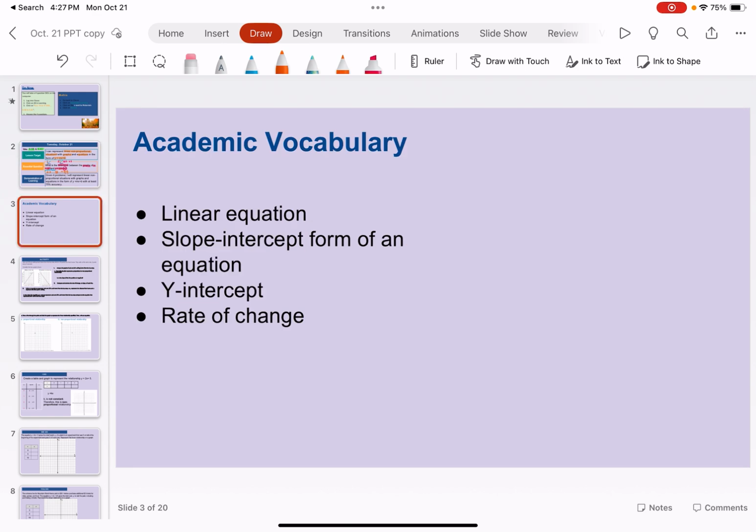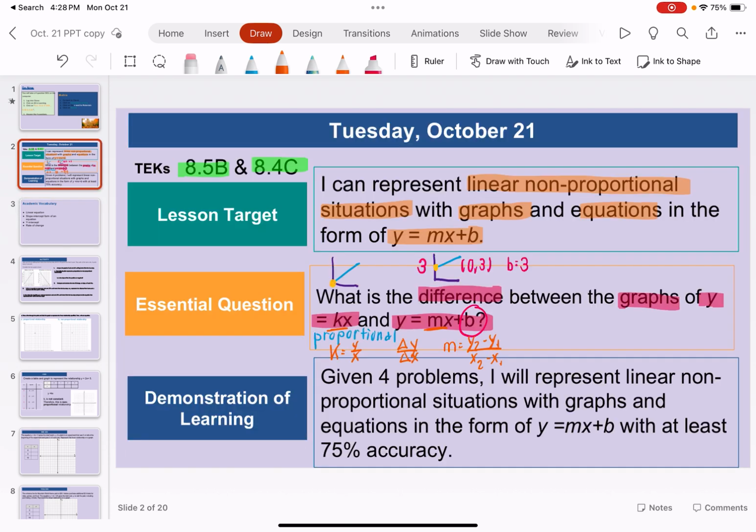Okay, so our vocabulary words for today. We have linear equation, which is an equation between two variables that is a straight line when graphed. Both the proportional and non-proportional graphs that I showed right here are linear equations. Slope-intercept form is the equation of a straight line in the form of y equals mx plus b, where m is the slope and b is the y-intercept. I just went over that.